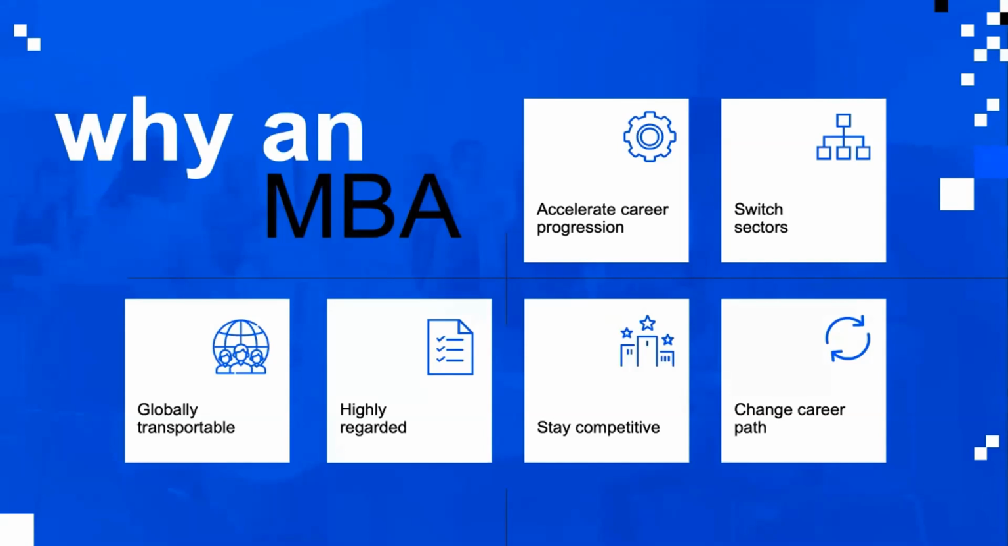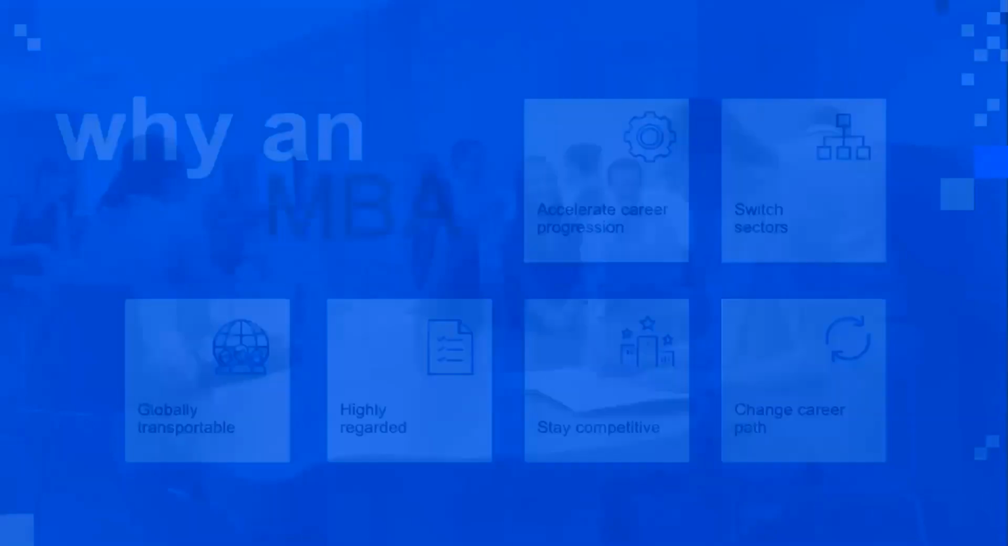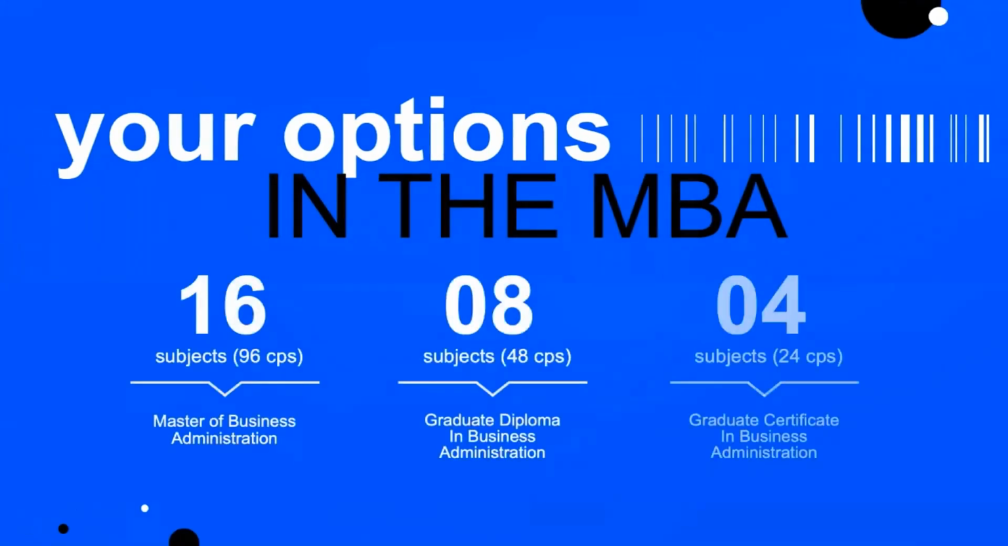And Hussain, talk us through the options that are available at UTS in relation to how long the program takes and the entry pathways into the MBA. Yes, the MBA is a 2-year full-time program. It can be done part-time, but you can see different options on your screen. So it's 16 subjects in total.